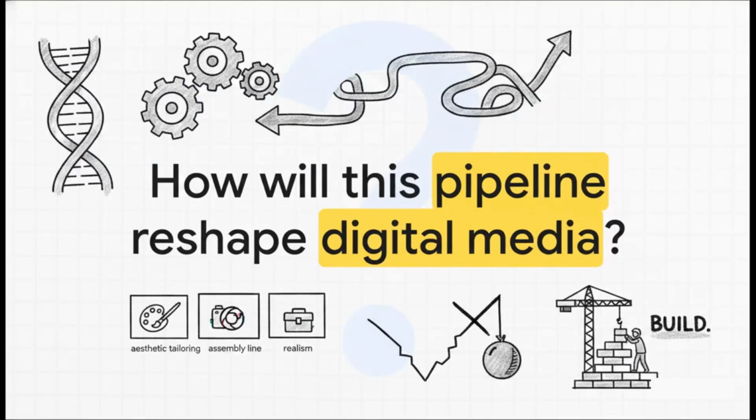So, we've decoded the 5-part prompt DNA, explored aesthetic tailoring, walked the 4-step assembly line, and revealed the absolute best practices for flawless realism. With these technical secrets firmly in your toolkit, ask yourself, how are you going to use this high-fidelity AI pipeline to reshape the future of your own digital media?